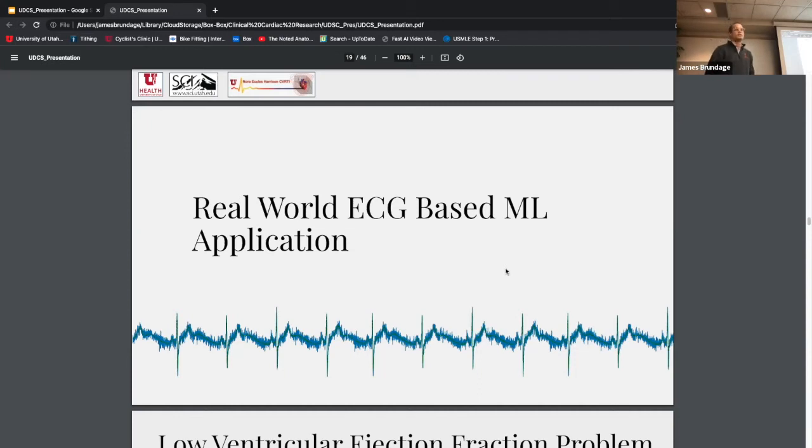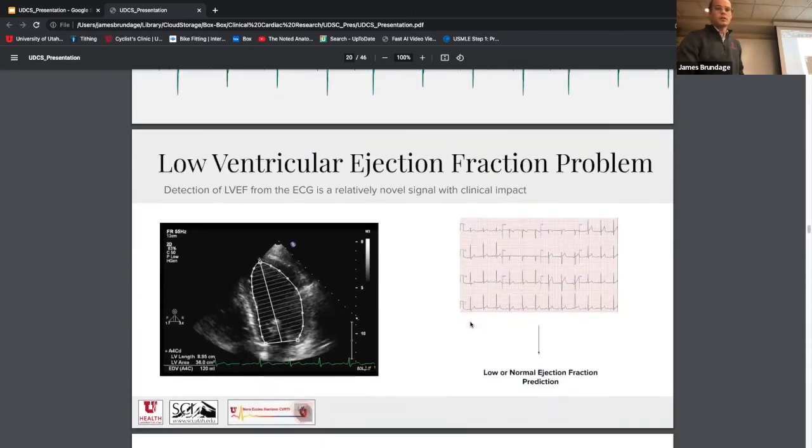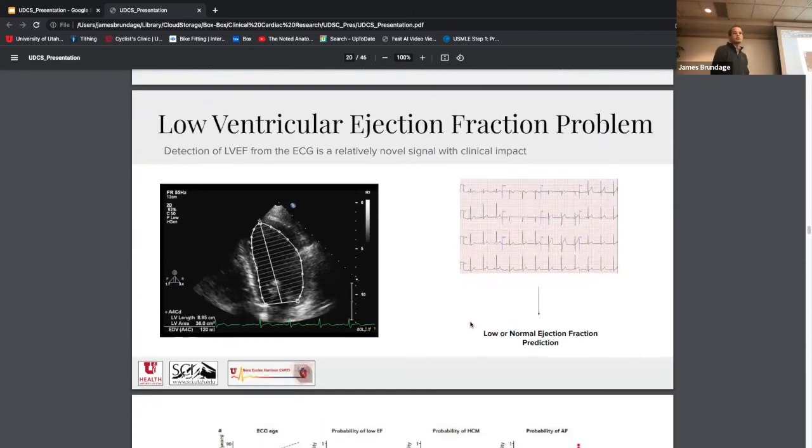As you might imagine, we've talked about how many ECGs there are. The limiting factor in our data sets at this point is always going to be the labels that we can get. So initially we settled on this problem, which is the prediction of low ventricular ejection fraction.